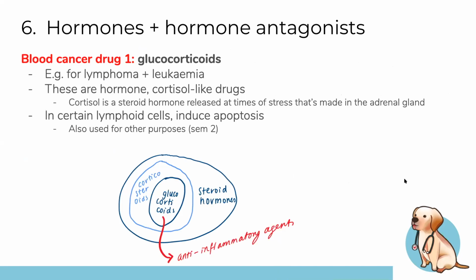For blood cancers, such as lymphoma or leukemia, we use glucocorticoids as one possible treatment. Glucocorticoids are a type of hormone that's produced by the body. While these are found to be particularly useful in blood cancers, they also have other purposes and other uses that you'll learn more about in semester 2.